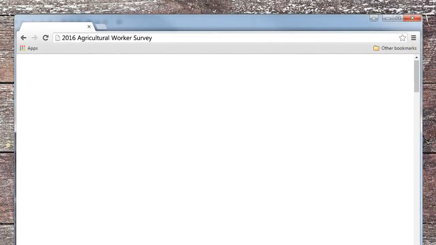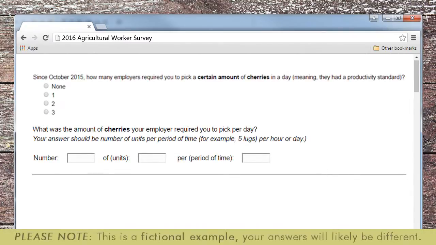Let's keep in mind the questions are about information since October 2015. How many employers required you to pick a certain amount of cherries in a day, meaning they had a productivity standard? A productivity standard means your employer requires you to pick a certain amount of fruit per day as a condition of continued employment. Only one of the farms I worked at required me to pick a certain amount per day, so I'd respond 1.